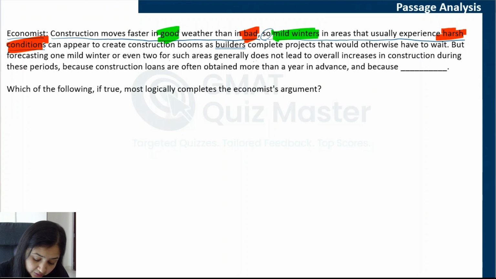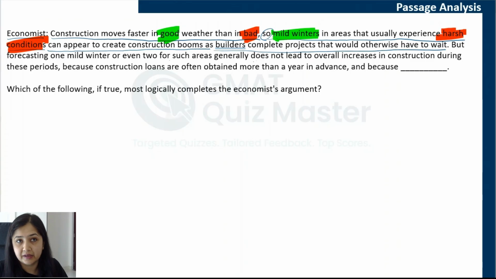Let's read further. So, in such areas, during mild winters, it can appear to create construction booms as builders complete projects that would otherwise have to wait. So, the construction was going at a particular speed. Now, since the weather is better, the construction speed will increase, and builders can complete projects that would otherwise have to wait, and therefore, it can appear that these mild winters are creating construction booms. So it is saying that it can appear to create, it is not always true, but it seems like mild winters in such areas can lead to construction booms. All right, now let's read further.